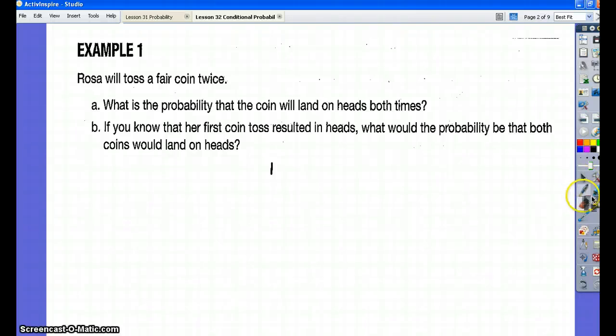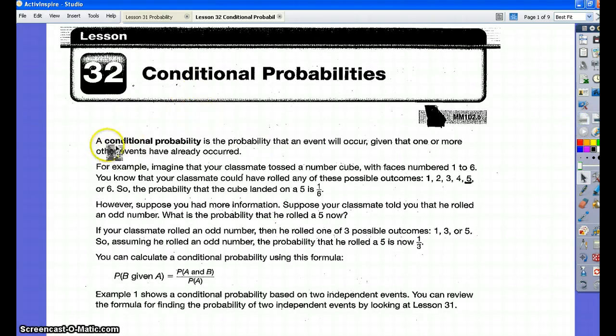Okay, we're going to do conditional probability this time, and it's pretty straightforward. They just try to confuse you, so don't get confused on these conditional probabilities. A conditional probability is the probability that an event will occur given that one or more other events have already occurred. So it's basically just kind of sifting through that first event.